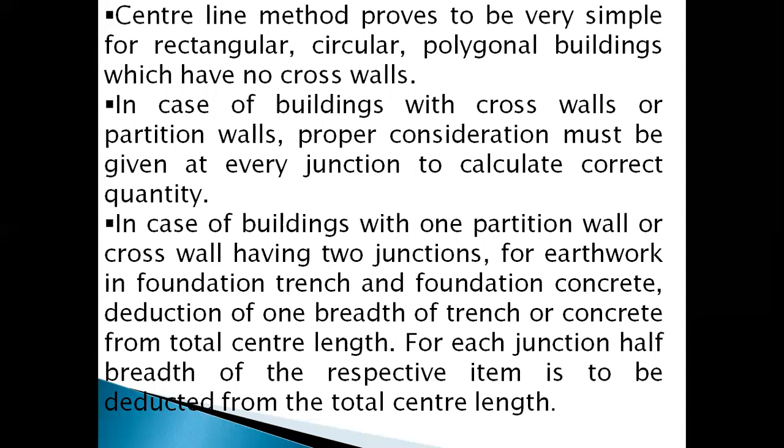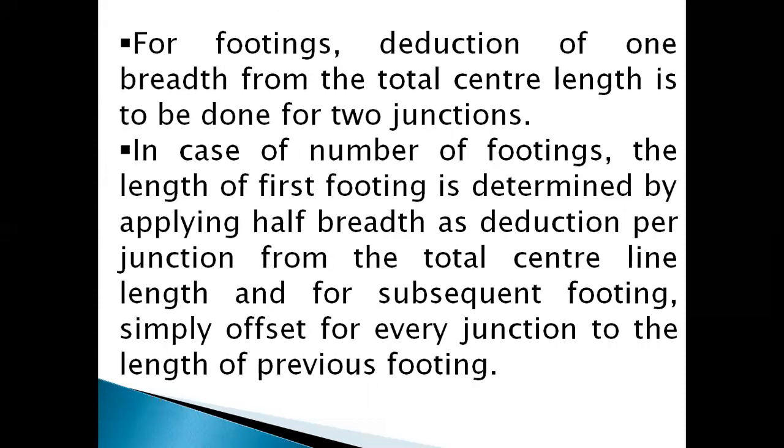correct quantity. In case of buildings with one partition wall or cross wall having two junctions, for earthwork in foundation trench and foundation concrete, deduction of one breadth of trench or concrete is made from the total central length. For each junction, half breadth of the respective item is to be deducted from the total central length. So the deduction of one breadth from the total central length is to be done for two junctions.